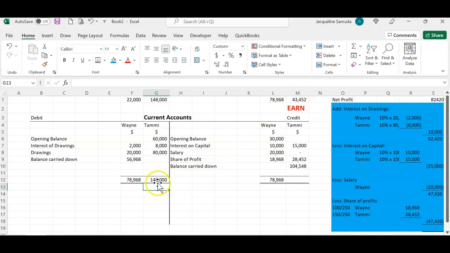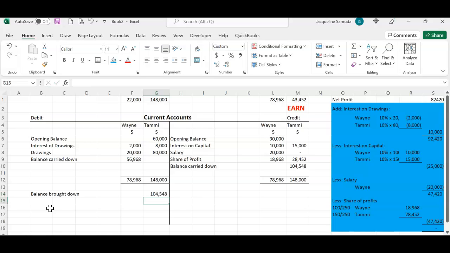Her total on the debit side is 148,000, and her total on the credit side is 148,000. All right, so we've finished the current account. All we have to do now is bring the balances down. So Tammi's credit balance carried down is going to be brought down on the debit side. That's the last step: you cross over the balances. So Tammi's credit balance now becomes her debit balance, her new balance in her current account.